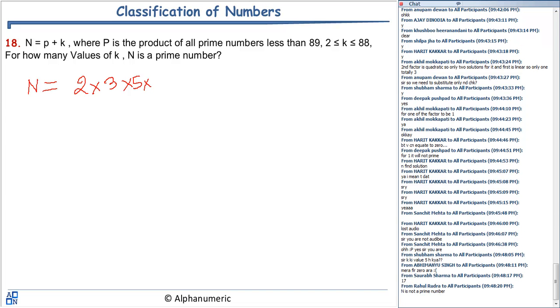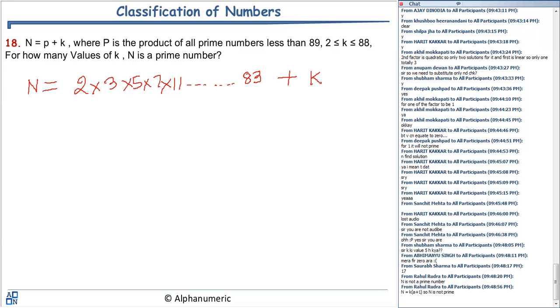So up to 83. 84 is composite, 85 is composite, 86, 87, 88, 89, all are composite here. And plus k. Alright, the question is for how many values of k it is a prime. Now remember one thing first of all. This is an even number. N is a prime number, this is given in the question. N has to be prime, which means k has to be odd. k cannot be an even number. This is the first thing which should strike in your mind. Alright, k is an odd number.